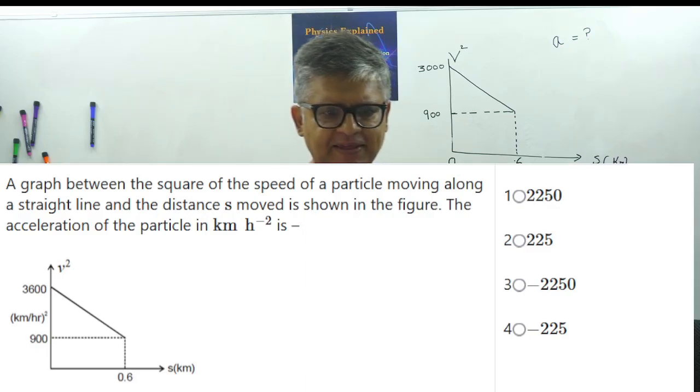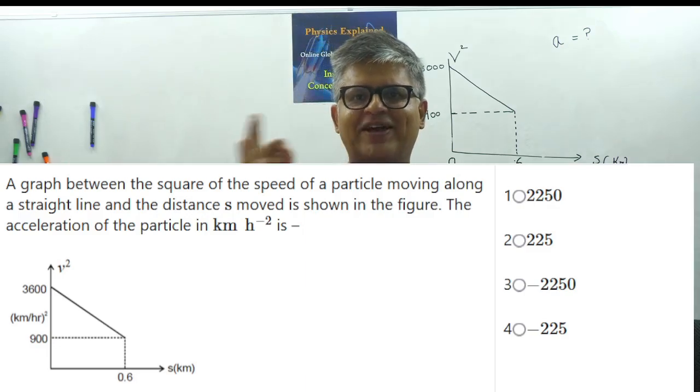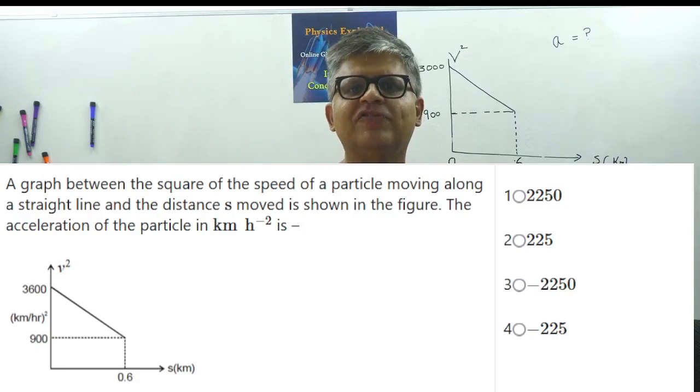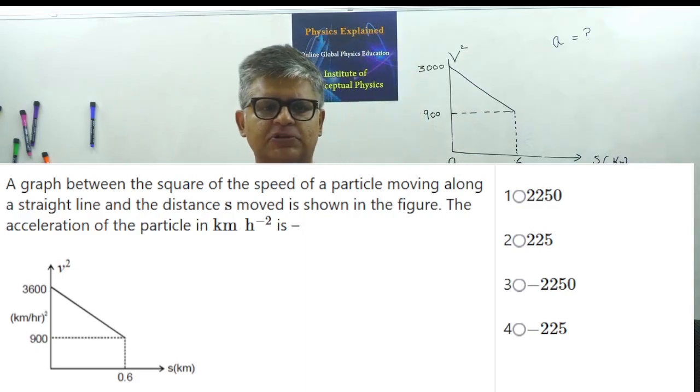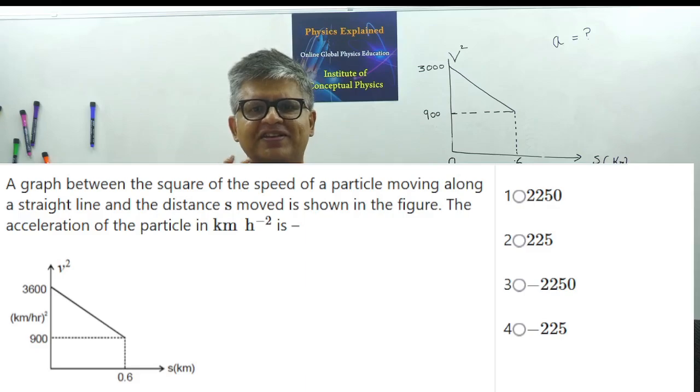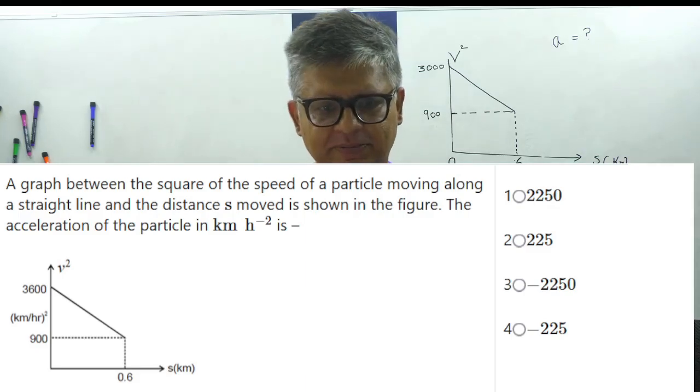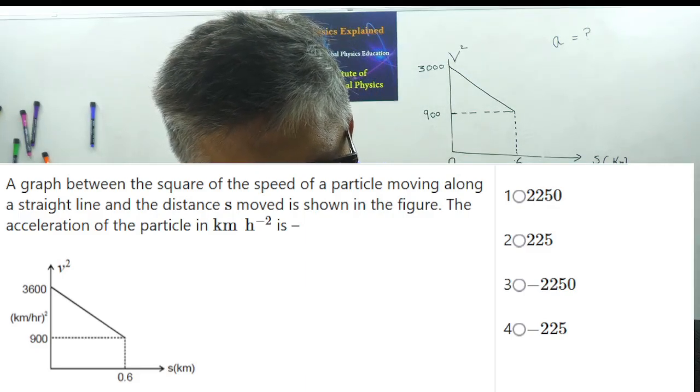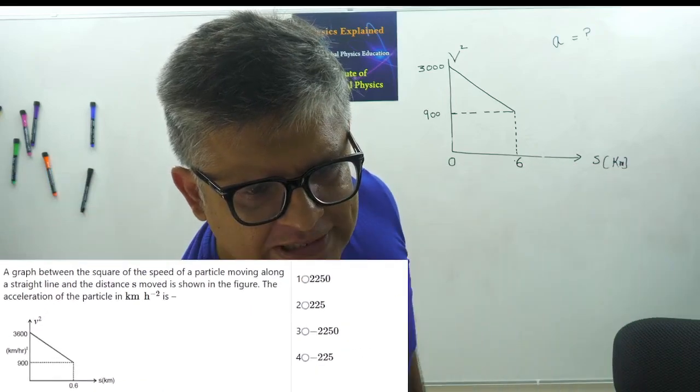Since the answers are given as fixed values, it seems to me it's a uniformly accelerated motion, right? Because you can only have fixed acceleration in uniformly accelerated motion. But let's see. It's not mentioned anywhere. That was one of the dilemmas I had, right?